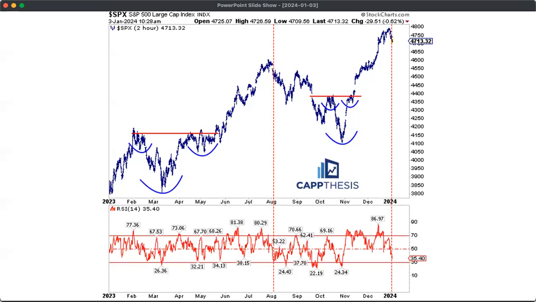Today, I'll be looking at the similarities between the current trading environment and what happened at the top in August 2023. And at the end, we'll talk about one key difference between the two periods as well. So let's start with the short term. We talked about this chart before.